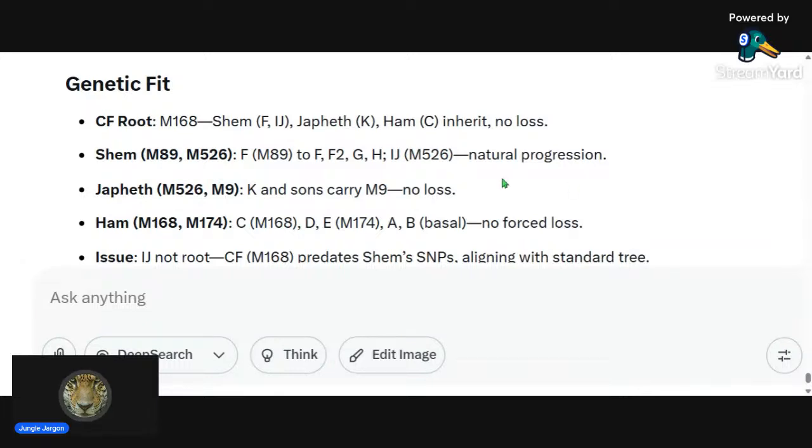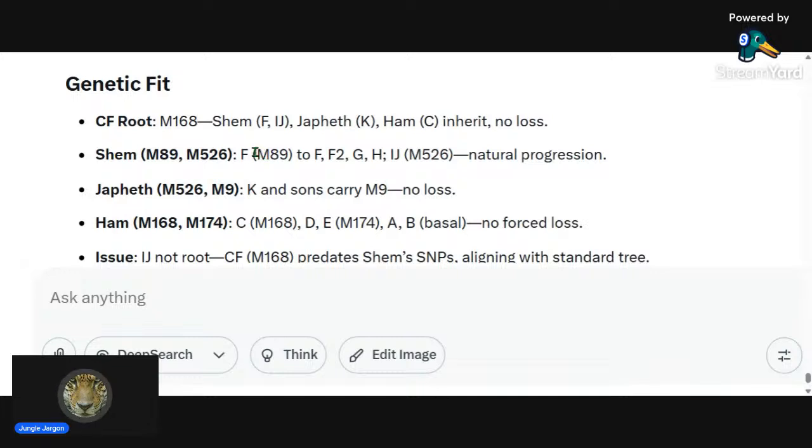The CF, see, now the CF is the root. So this marker is shared by everybody to the right. Shem, this is of Aram. So this marker is shared by everybody to the right. This one is the IJK and everybody to the right, which is all Eurasians.